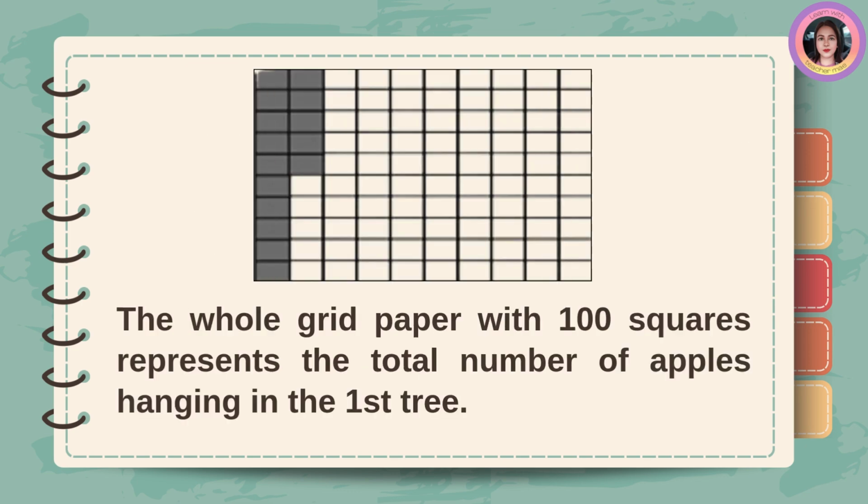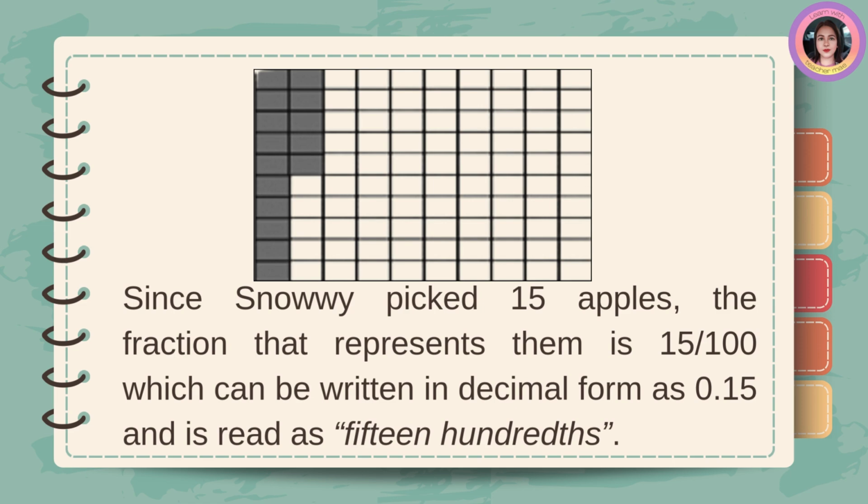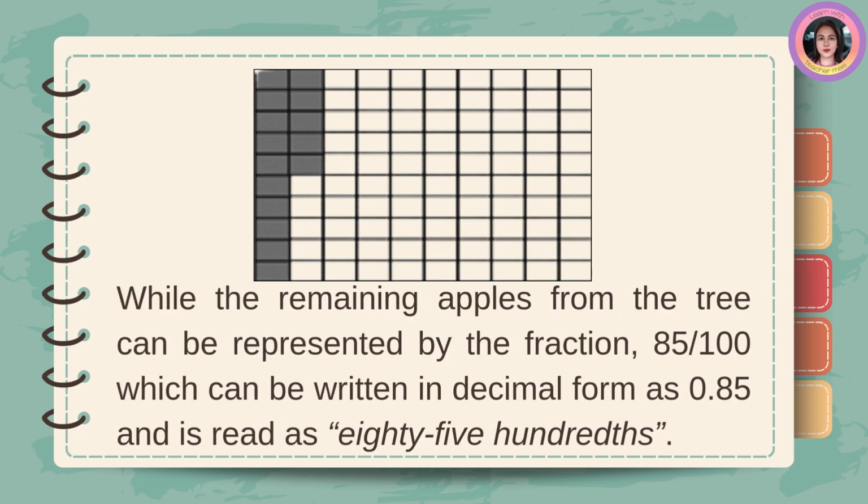The whole grade paper with 100 squares represents the total number of apples hanging in the first tree. Since Snowy picked 15 apples, the fraction that represents them is 15 hundredths, which can be written in decimal form as 0.15 and is read as 15 hundredths. While the remaining apples from the tree can be represented by the fraction 85 hundredths, which can be written in decimal form as 0.85 and is read as 85 hundredths.